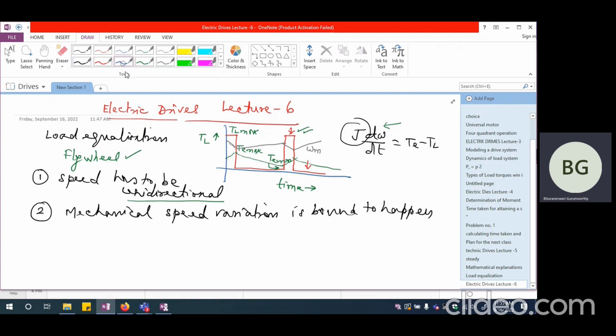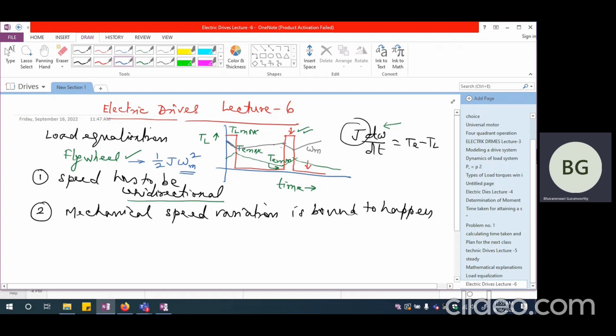Please understand that the flywheel is going to store energy in the form of half J omega square. So obviously, if it is releasing energy, omega m will decrease. If it is gaining energy, omega m will increase. So you are going to see continuously whenever it is releasing energy, the speed decreases, otherwise the speed is increasing. This is what we drew as the speed variation. So speed variation is bound to happen in the case of a flywheel being used for load variation. It will happen definitely. Okay.